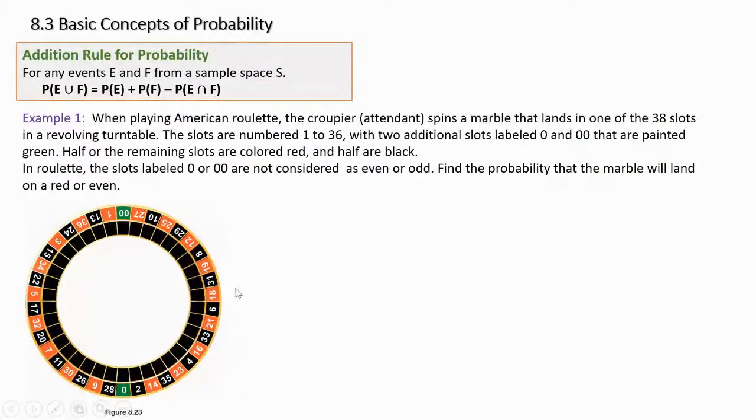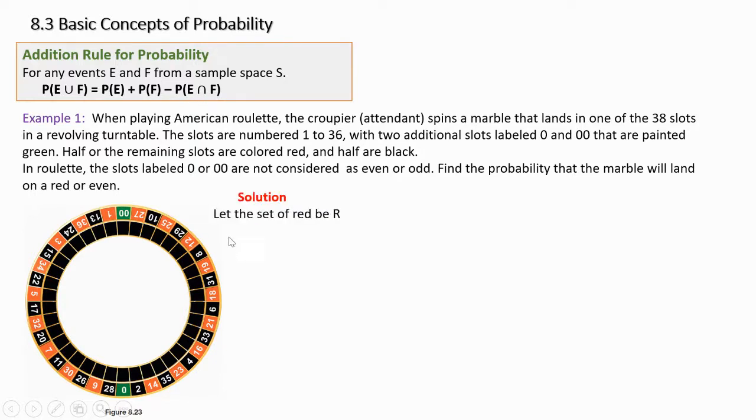Okay, now, basic concepts of probabilities. This is a roulette turntable from Vegas or other casinos. So we're going to be using the addition rule for probabilities. For any events E and F from a sample space S, the probability of E union F, or the probability of E or F, equals the probability of E plus the probability of F minus the probability of E intersect F.